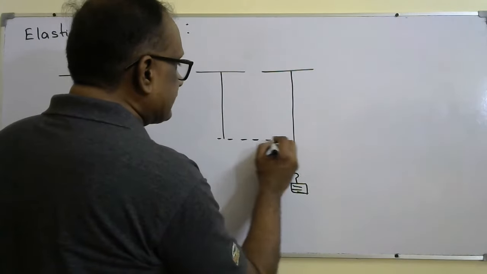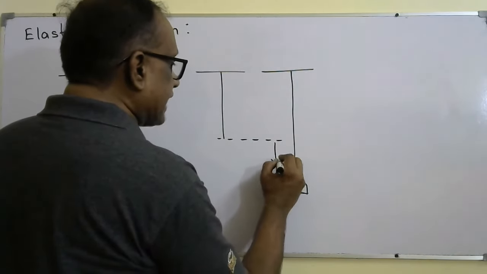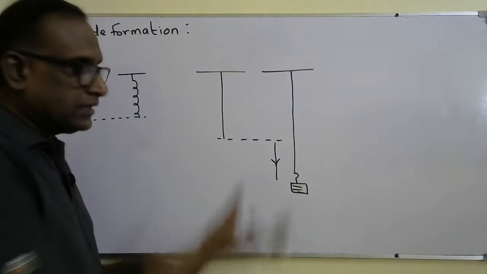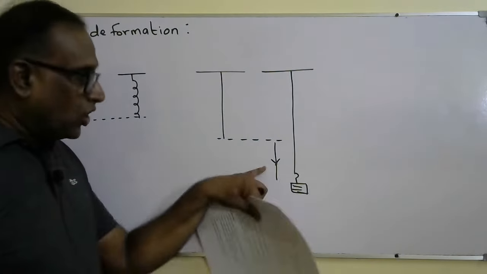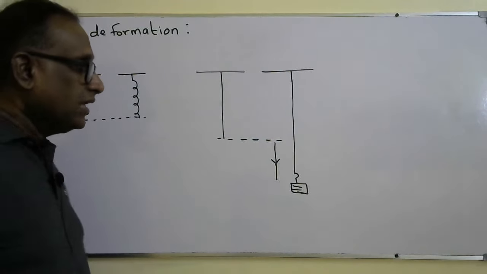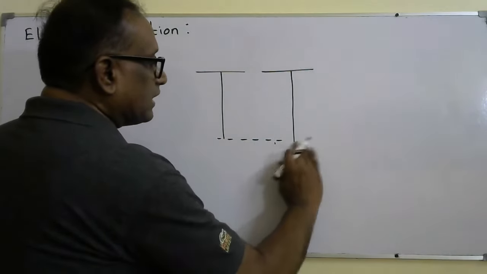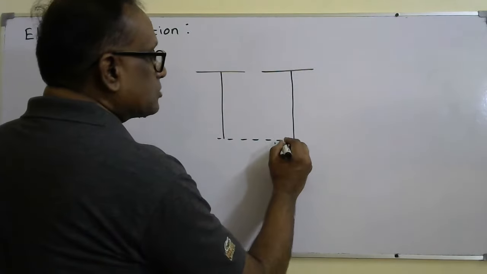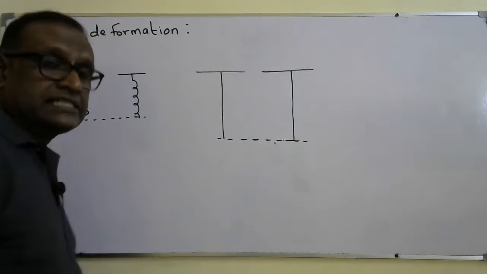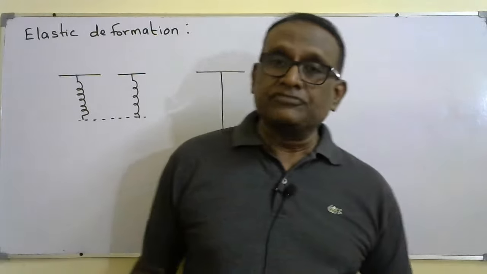So this is the extension, static extension. Static means no motion, it just extends and stays, so we call it extension or static extension. Now when you remove the applied force, the wire will return to the same initial length. So this type of deformation is called elastic deformation.